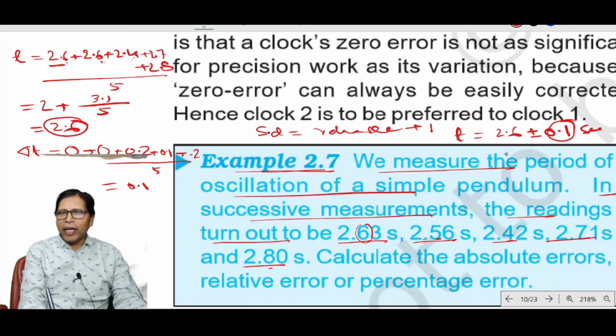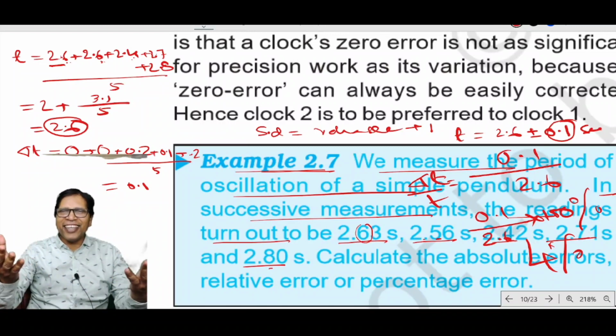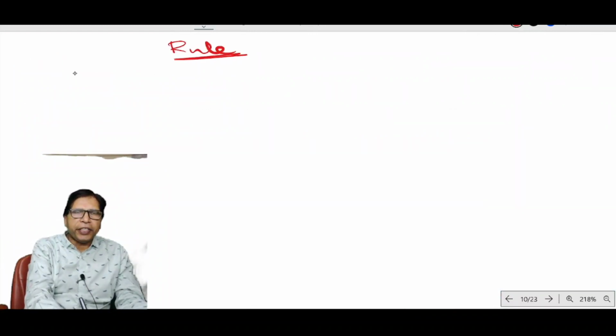And relative error is 0.1 by 2.6, this is delta t by t. Now what is the percentage error? If relative error is expressed as percentage, it is called percentage error. So this is 0.1 by 2.6 times 100, so this is 4%. Okay, understood?